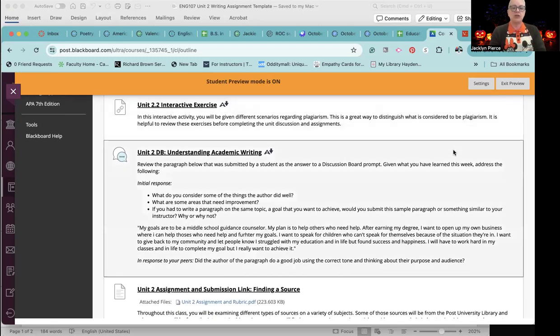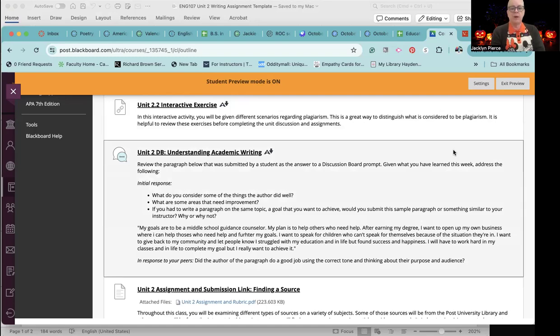Up next is a discussion board. There's almost always a discussion board each week. Review the paragraph below that was submitted by a student as the answer to a discussion board prompt. Given what you have learned this week, address the following. So you have the quoted paragraph below, and these are the questions that you're going to answer about it. What do you consider some of the things the author did well? What are some areas that need improvement?